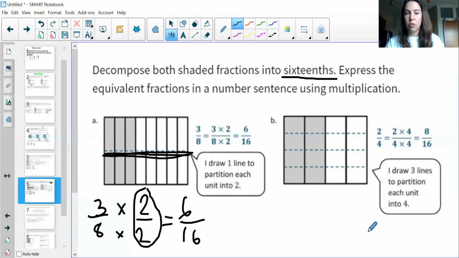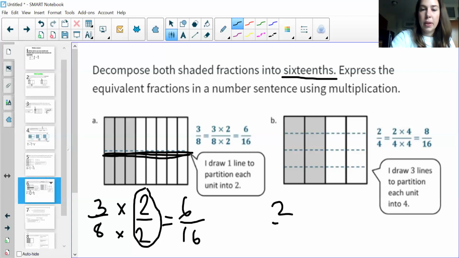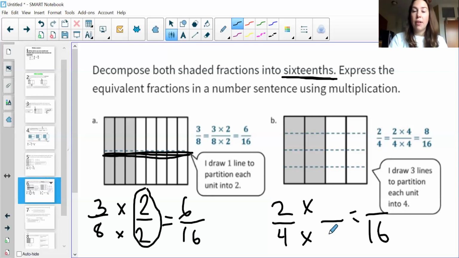So let's do the same thing over here, the same process. So we start with 2/4. And the rule for this one is they want 16ths. So how do we turn 2/4 into 16ths? Well, here's what we do. We ask ourselves, what do I need to multiply 4 by to get 16? So I know that 4 times 4 is 16. Whatever we do to the denominator, we do to the numerator. So 4 times 4 is 16. 2 times 4 is 8. So that gives us 8/16.